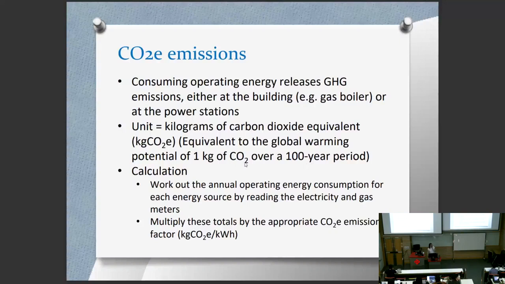So the calculation of carbon dioxide equivalent, how many kg? First of all, we need to work out the annual operating energy consumption for each energy source. For the electricity bill, we collect all the electricity bills in the whole year and calculate the total electricity consumption in the whole year, and the unit will be kilowatt hour. And then multiply these totals by the appropriate carbon dioxide equivalent emission factor.